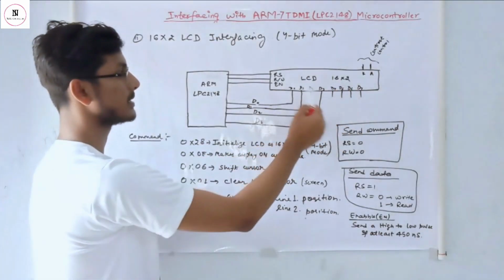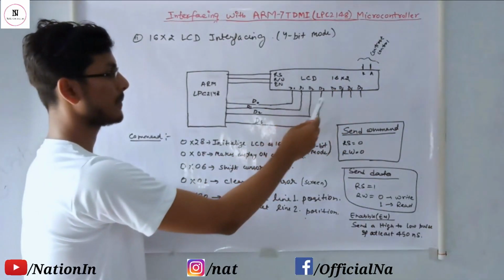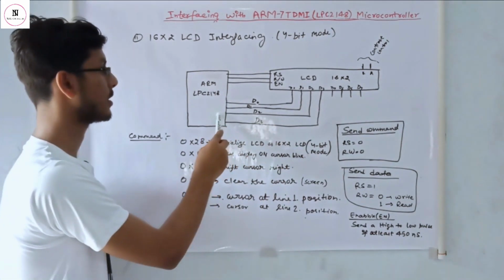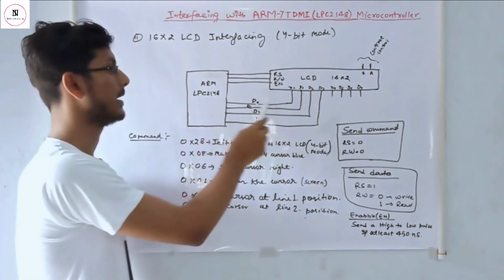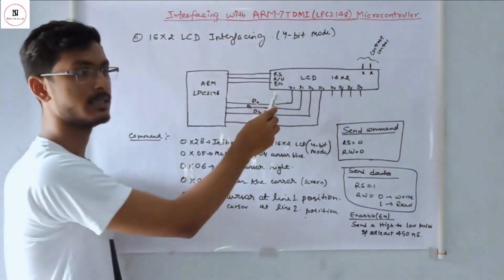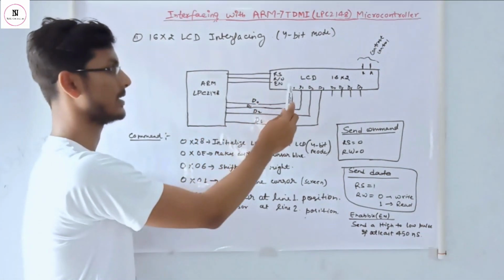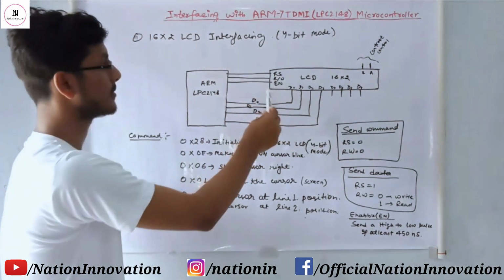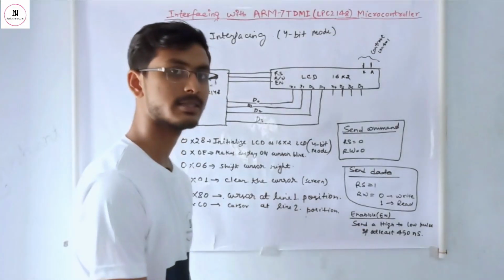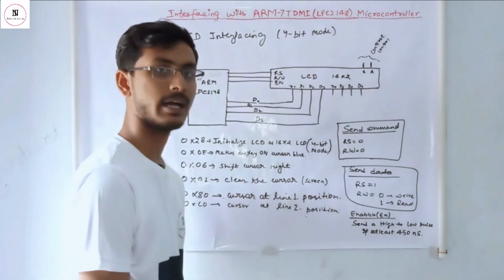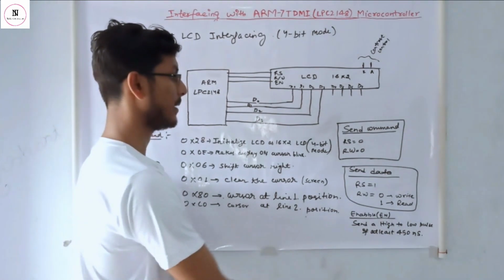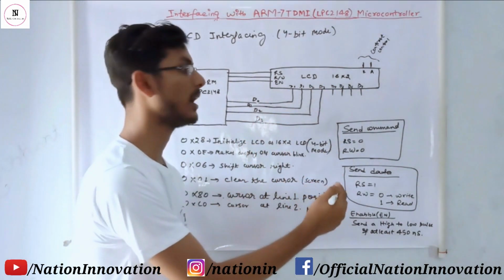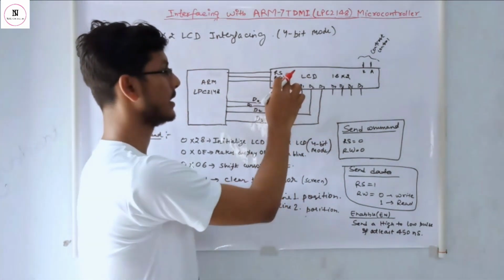This is the diagram of the LCD, and in the diagram the 4 data pins are connected to a port of the LPC2148 microcontroller, and these are the control bits of the LCD. This is register select, this is read write, and this is enable. The LCD displays values with the help of commands, and that command should be sent with the help of the data pins, and for sending a command this control bit, register select, is used.